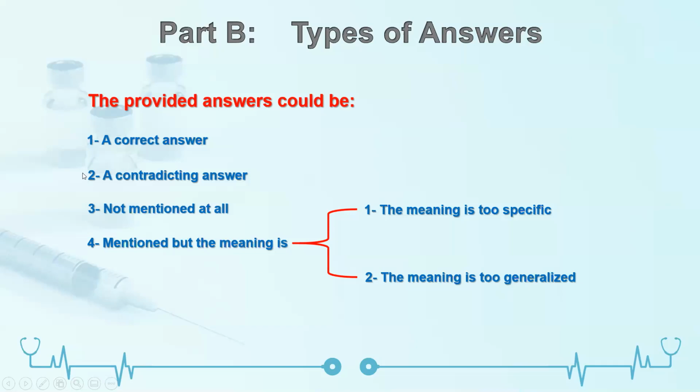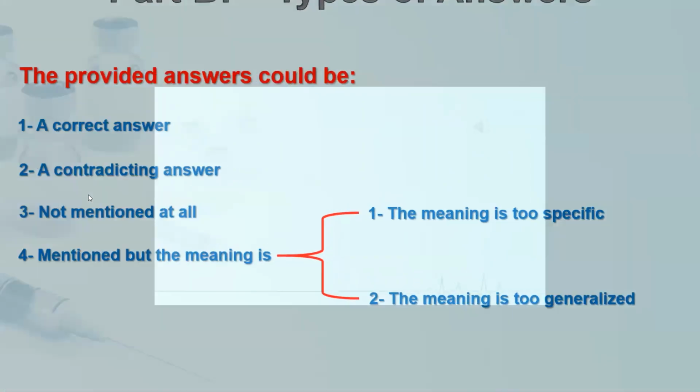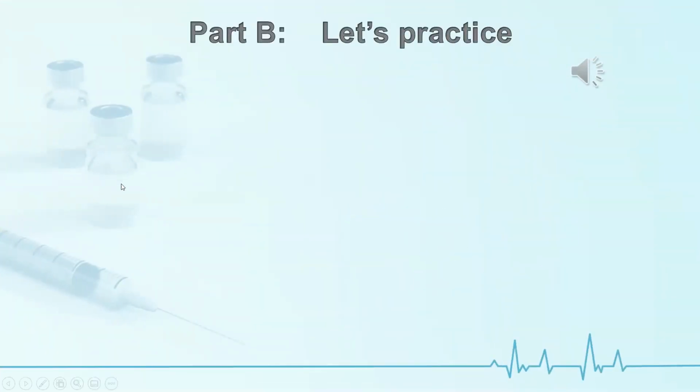So here we have these distractors, while this one is the correct answer. So that's why you have to locate the distractors and exclude them. So let's practice.